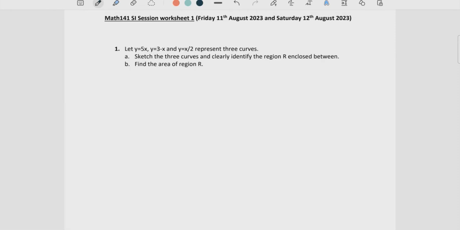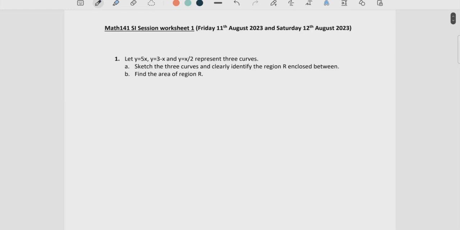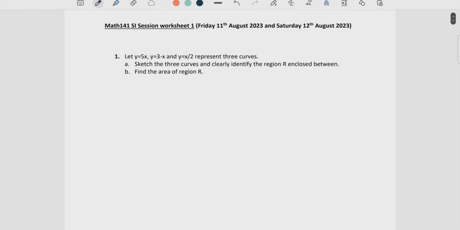So today will be our first SI session for the module. We'll be looking at a few problems covering the area of enclosed regions and also volume, as well as, if we have time, a few integration problems. So let's have a look at the first question here.